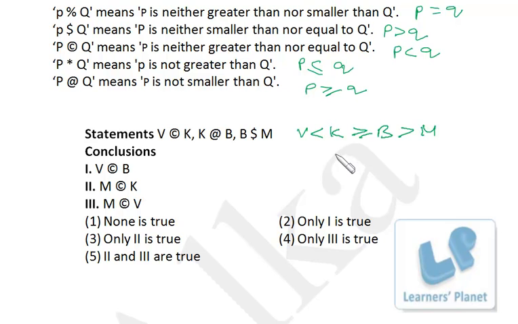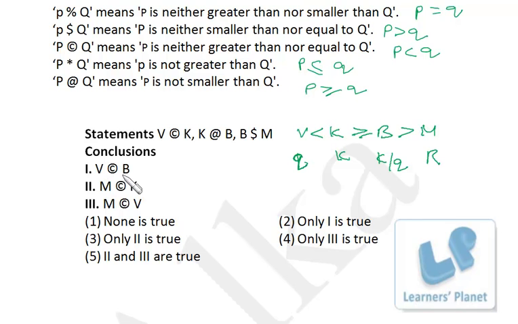So I can consider K to be king, so B can be king or queen because it may be greater and equal, and M can be rook. Now since K is greater than V, V can be queen, right? We are just going one level down, so V is queen.